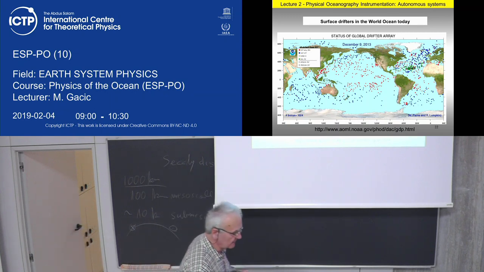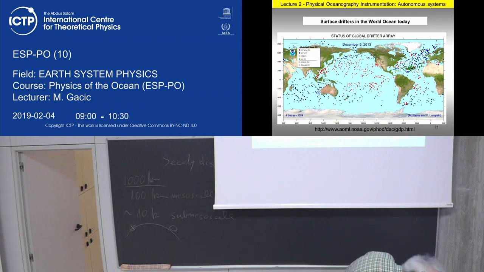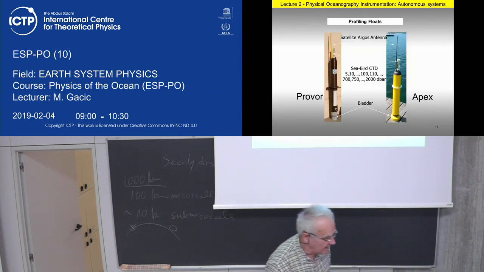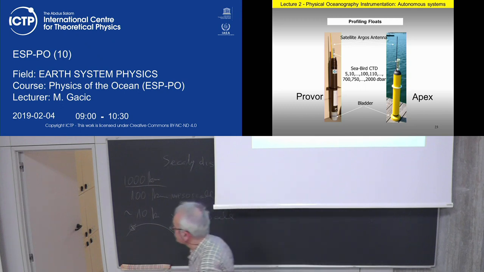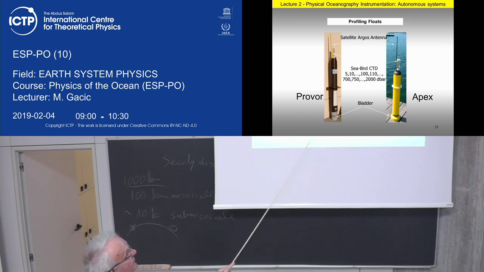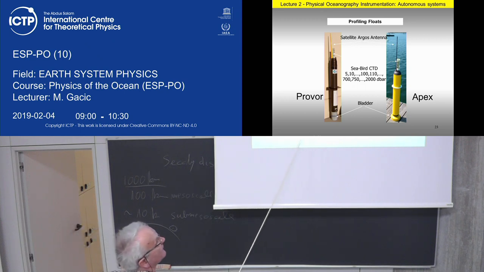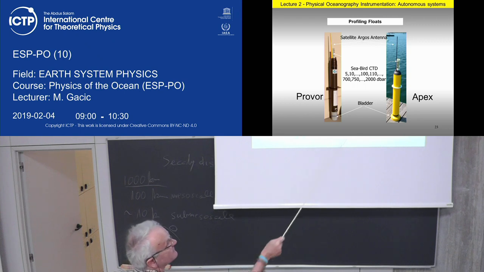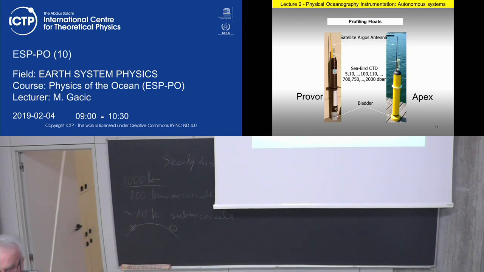Atmospheric pressure and sea level. Then we have the profiling floats. Profiling floats are those which I told you before, that have a satellite antenna. There are two different types of profiling floats, which are Provor and Apex. Provor is the French one, French construction. Apex is American. This is the housing where they have the instruments.